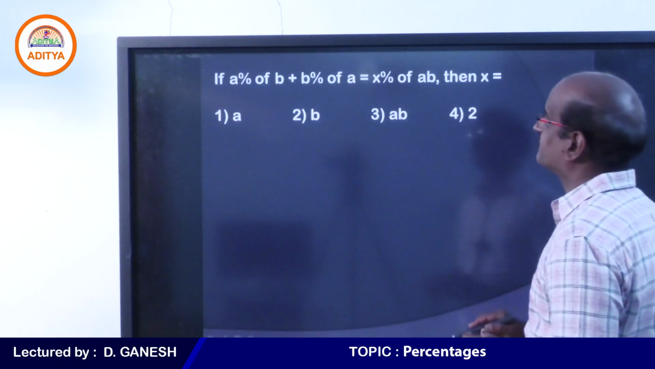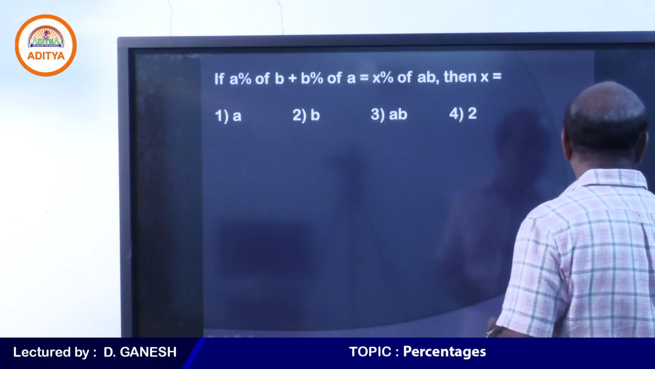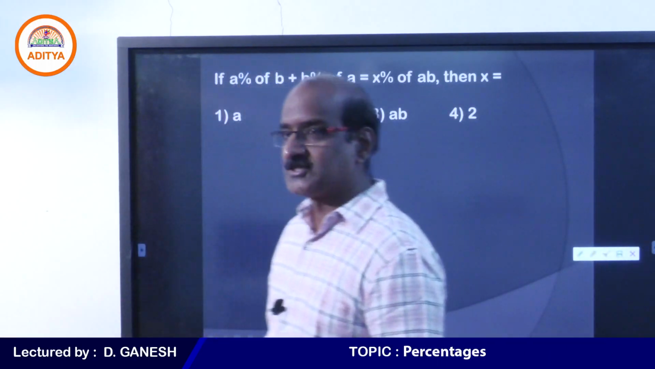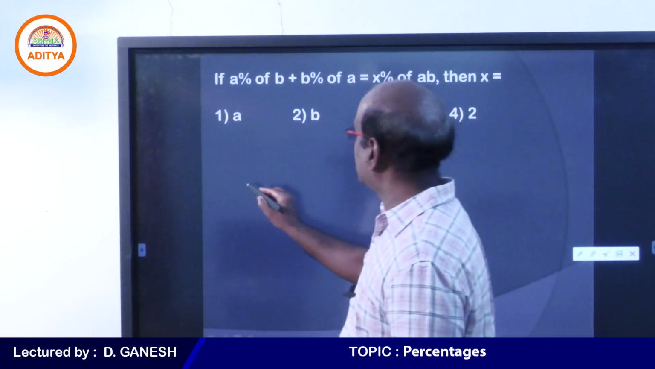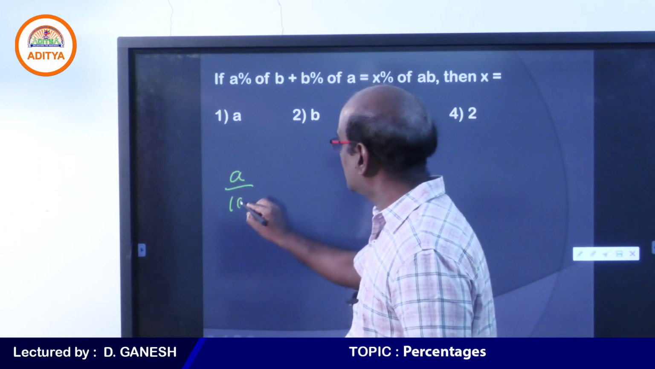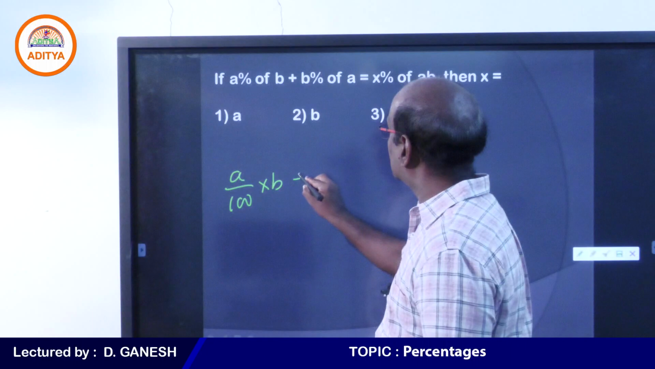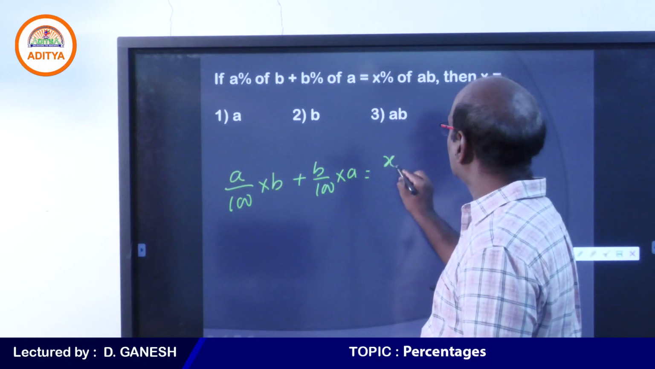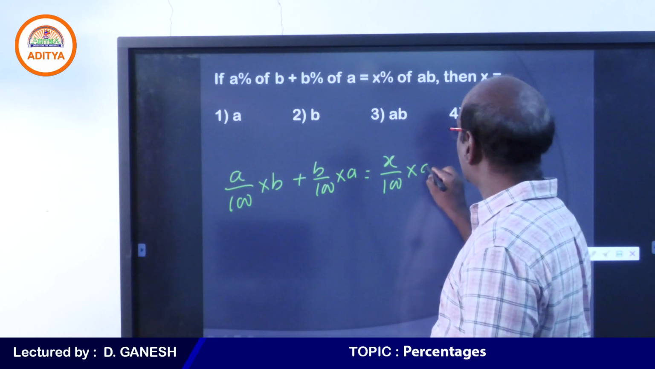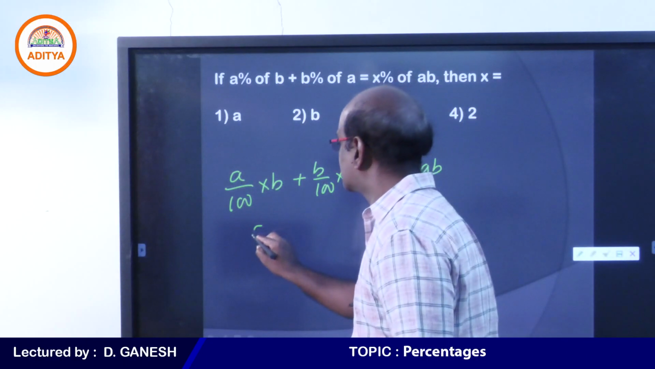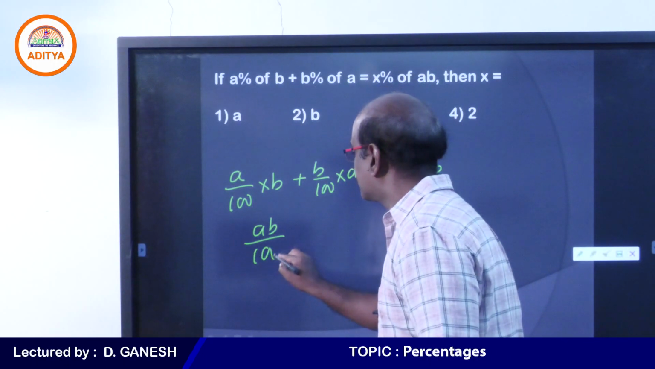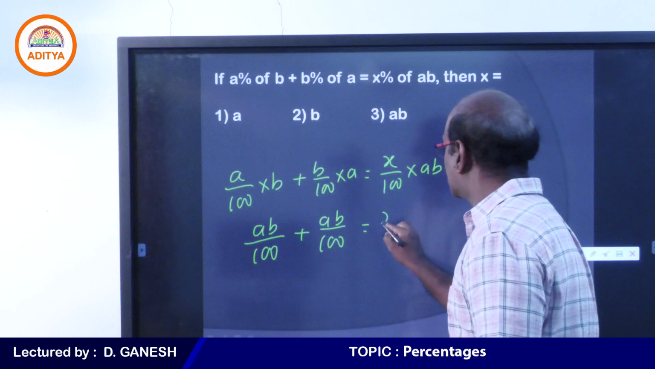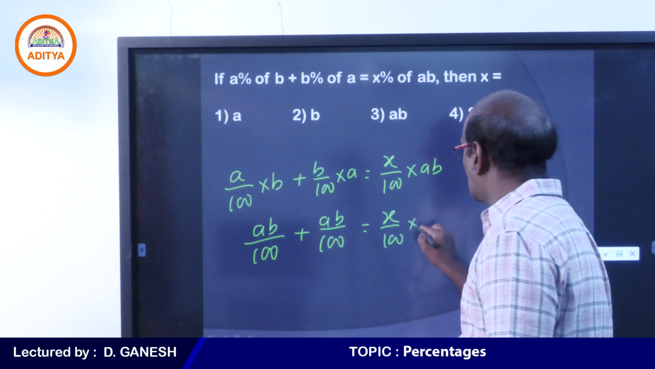Question number, next one. Okay, now just look at that. Here we go. A percent of B plus B percent of A is equal to x percent of AB. So what is this, my dear students? AB by 100 plus, and this is once again, BA by 100. AB by 100, both are same. So x by 100 into AB.